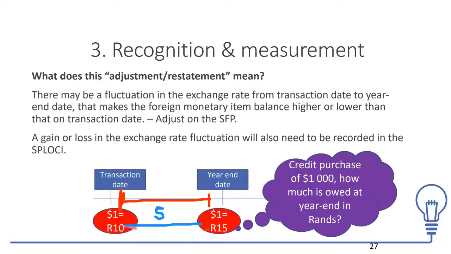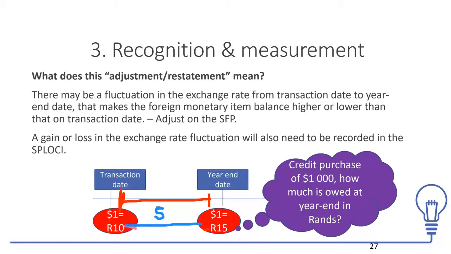So this is what I'm trying to say here. If we bought inventory, let's say on the 1st, and at that time the exchange rate was that for every $1, we had to pay 10 Rand, then our inventory would have been 10 Rand. Let's just say we bought $1 of inventory.